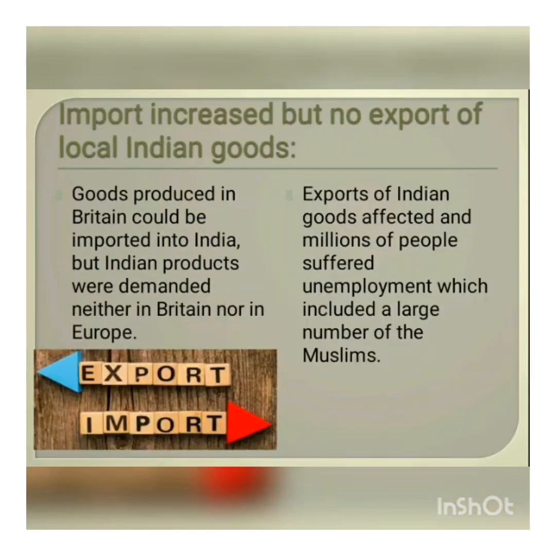Imports increased, but no export of local Indian goods was observed. What did the British do? They produced goods, and those goods produced in Britain were imported into India. But Indian local handmade products were not in demand in either Britain or Europe. The decline in exports of Indian goods affected millions of people, and they suffered unemployment in large numbers, specifically the Muslims.